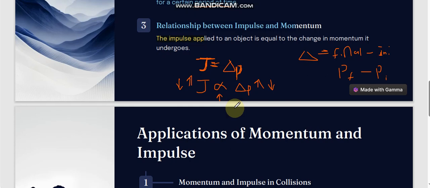It simply means that as one increases, so does the other, and when one decreases, the other will also decrease. So the impulse will be directly affected by the change in momentum.